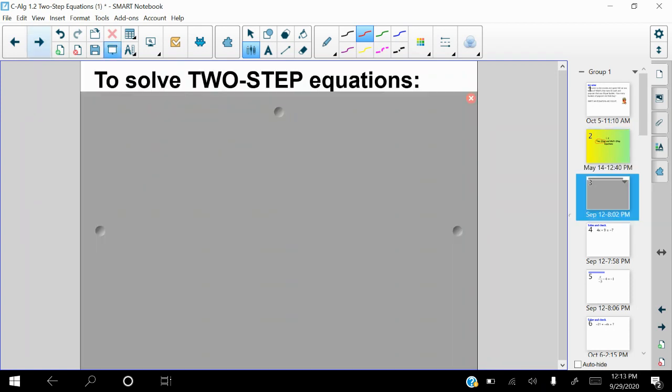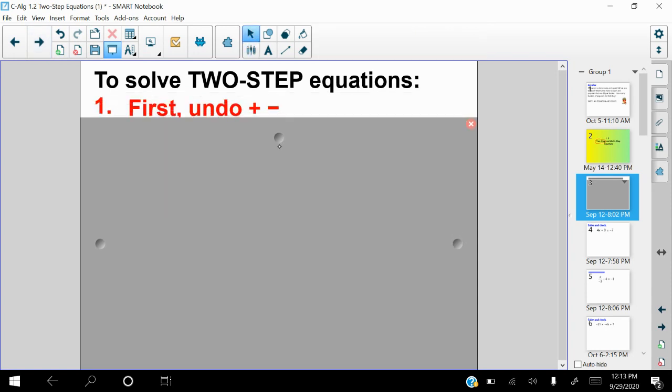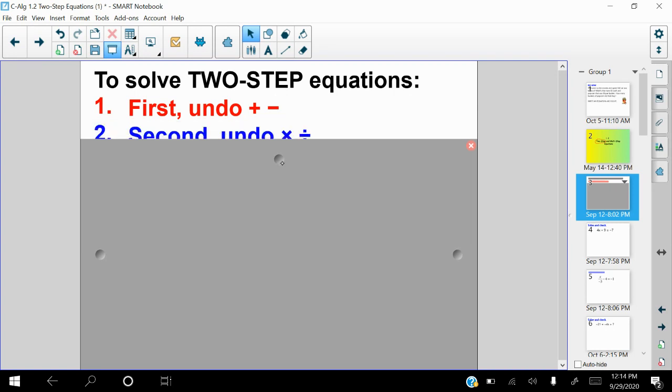So to solve two-step equations, we're going to be jotting down the steps that we are generally going to be taking when we solve these two-step equations. First, we're going to undo addition and subtraction. After we undo addition and subtraction, we're going to undo our multiplication and division. So we're technically working backwards with our order of operations.